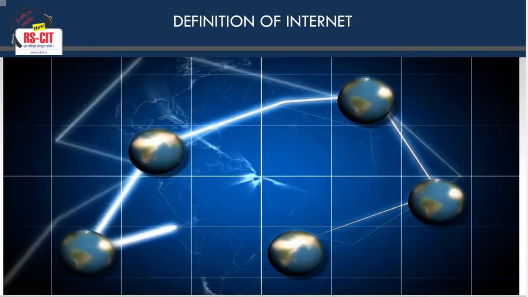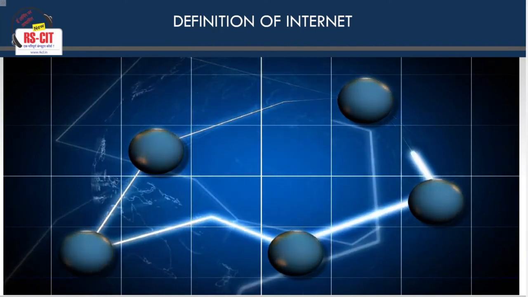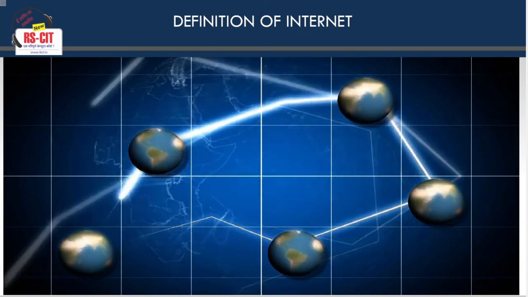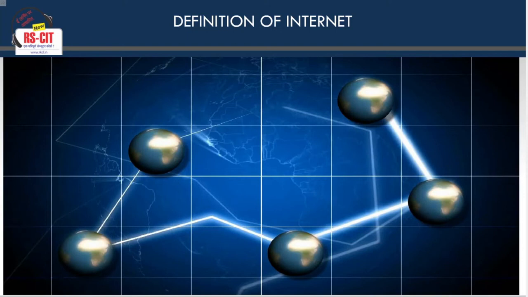Definition of the Internet. The Internet is a global computer network providing a variety of information and communication facilities, consisting of interconnected networks using standardized communication protocols. The connected computers belong to various agencies, such as government, universities, companies, individuals, etc.